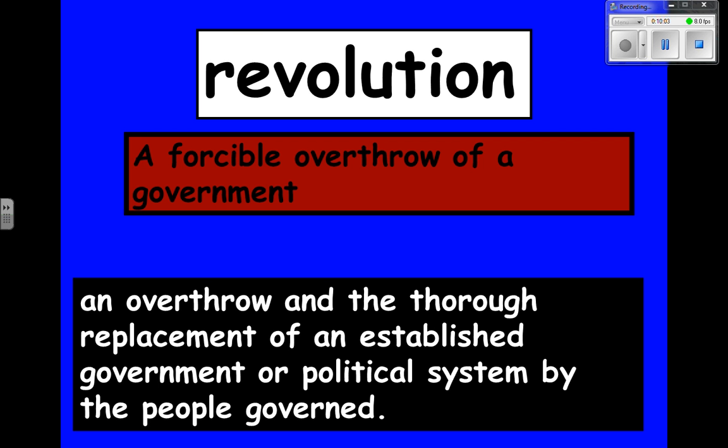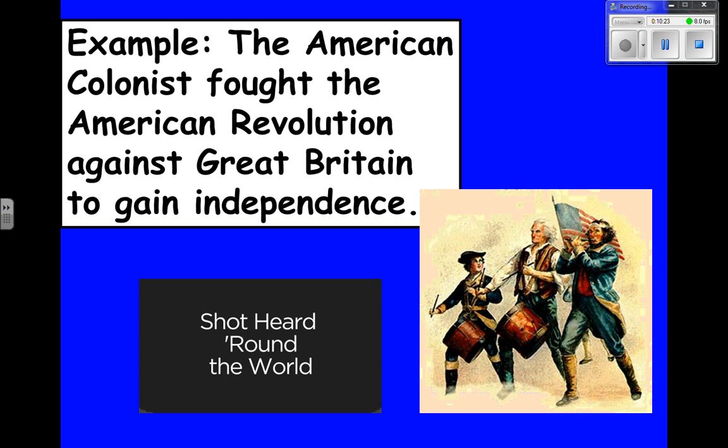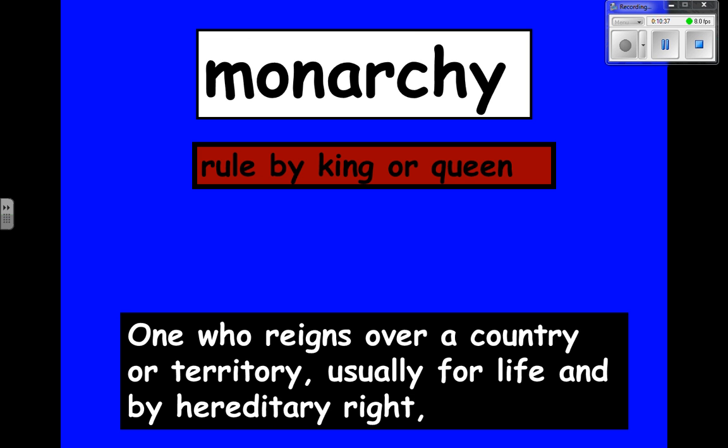Revolution. Spinning around in a circle, that's a revolution, but not this kind of revolution. A forcible overthrow of a government. So when we use it in a historical context, it talks about a way that a government is overthrown. Overthrow or thorough replacement of an established government or political system by people governed. Our example, of course, is the American colonists fight the American Revolution against Great Britain to gain their independence. And we eventually do. You all know that. Monarchy, ruled by a king or queen.